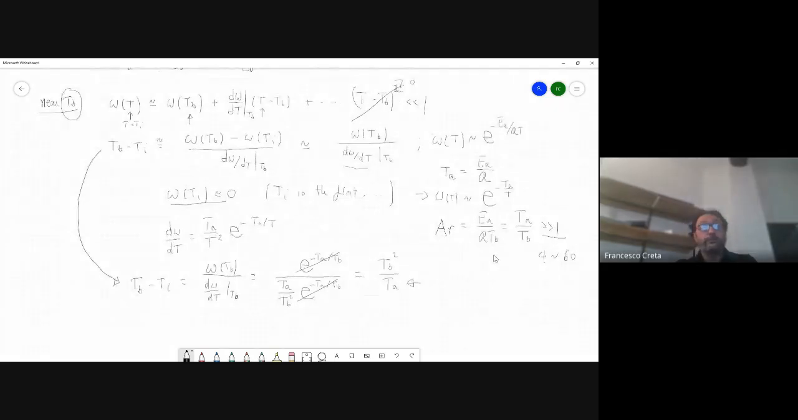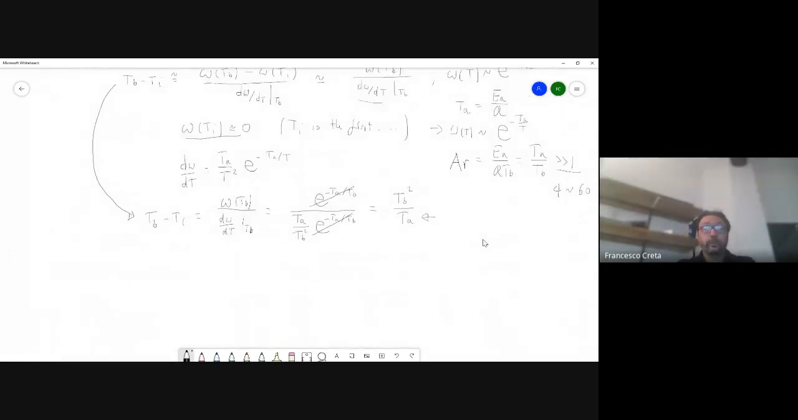And so, going back to our expression of the gradient of temperature, in the reaction zone, remember this was TB minus TI divided by LR. So we can finally write down the expression TB squared divided by TA. Now we know all of them. We know TB, we know the activation energy, so the activation temperature, and LR.